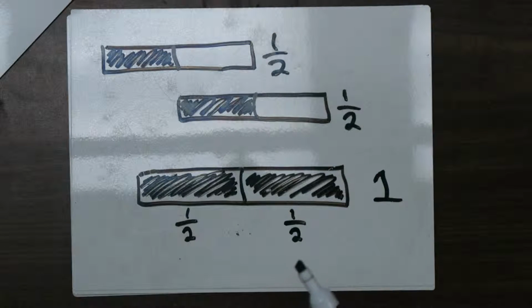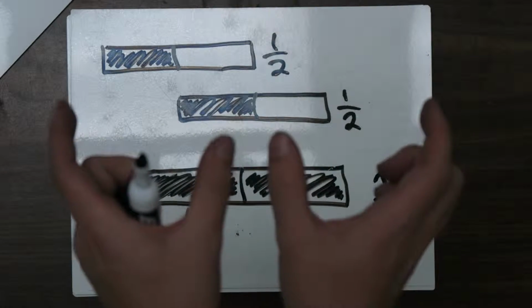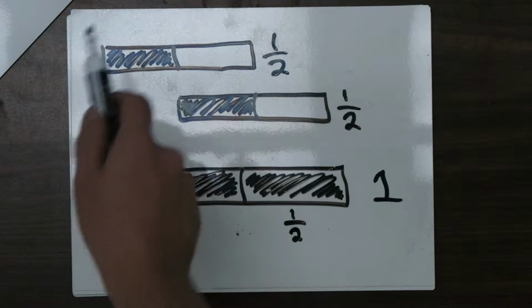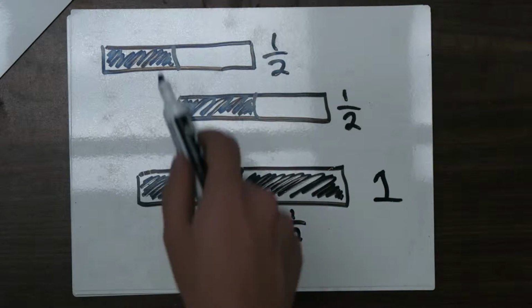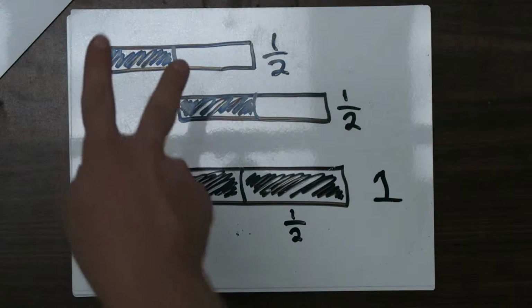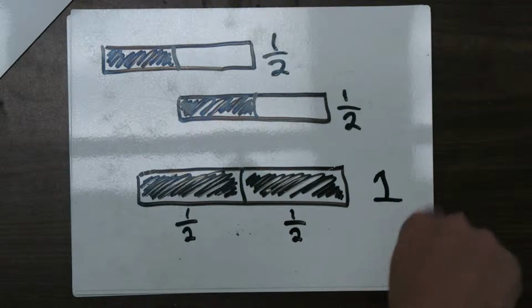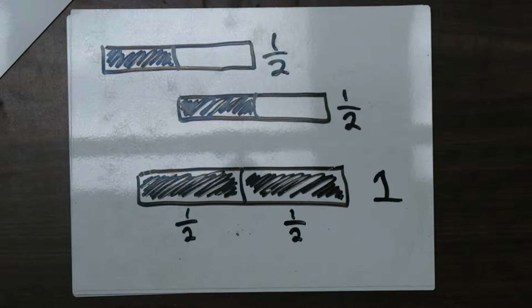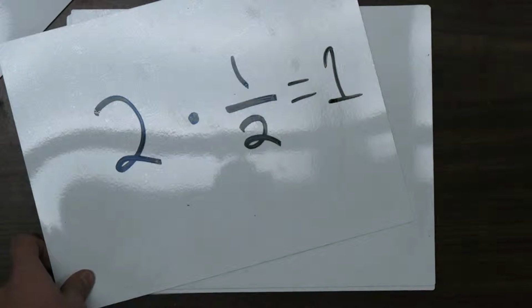Whenever I multiply something by 2, I'm basically saying I'm going to take one of that thing and add it to itself. Here I have 1/2, and here I have another half. If I combine both halves, I get 1/2 and 1/2. My answer is 1. So I could come back here and say 2 times 1/2 equals 1.